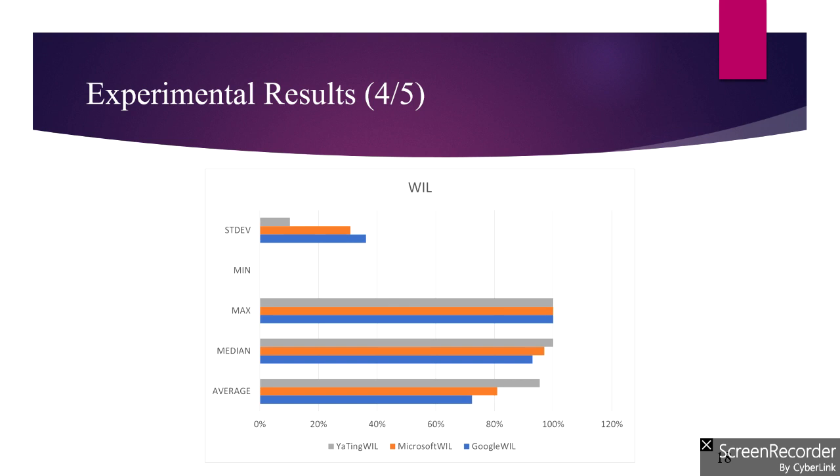The standard deviation for Google WIL is 36%, for Microsoft WIL is 31%, and for Yating WIL is 10%. The order of standard deviation values is Google, Microsoft, and Yating, respectively. The average WIL values are in the order of Google, Microsoft greater than Yating.